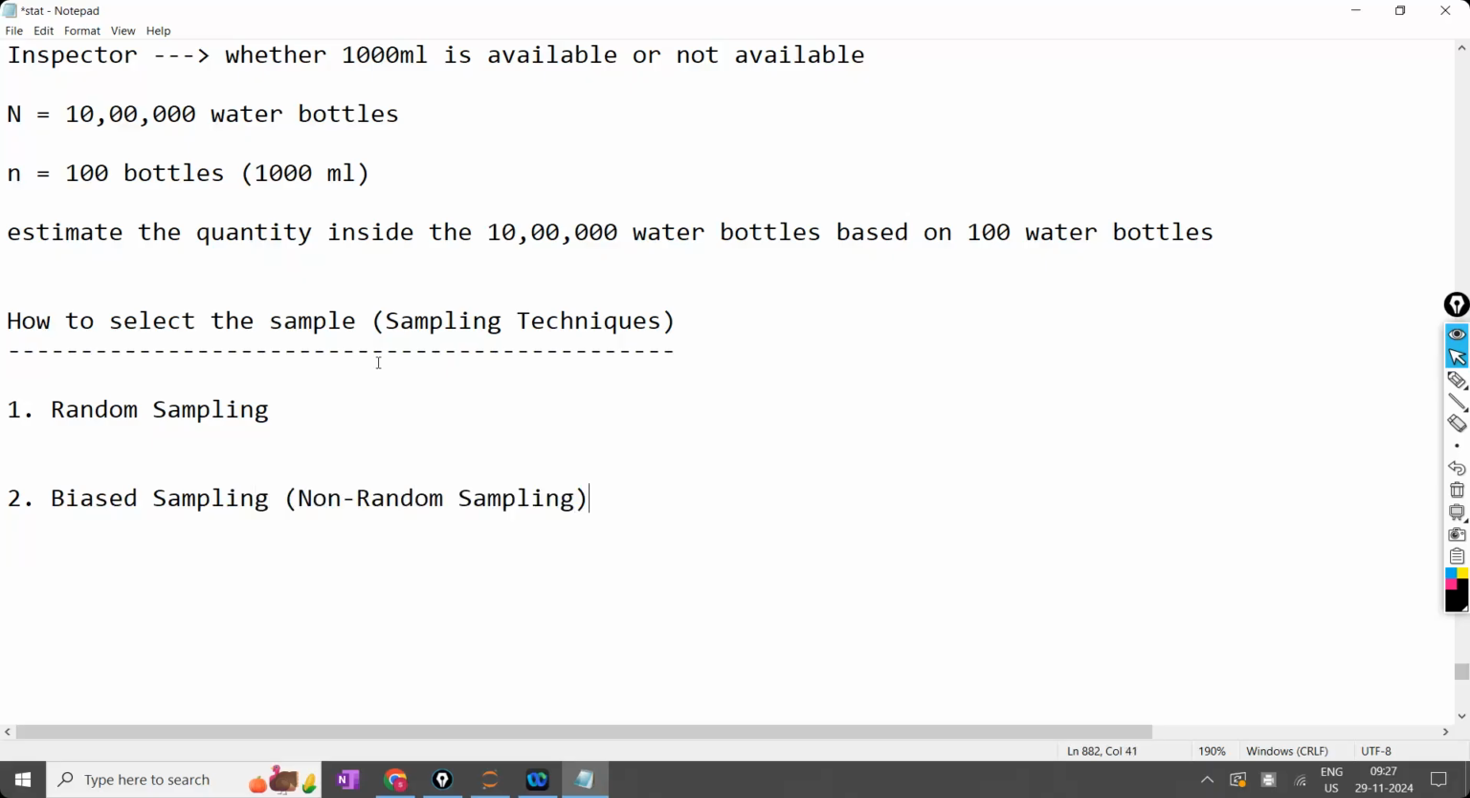Now, what is meant by random sampling? It means you are going to randomly select the data. From the given data, you are going to select randomly. There are no ifs and buts for that. How many do you want? For example, you want 100 bottles. You can select as per your choice. No restriction on that.